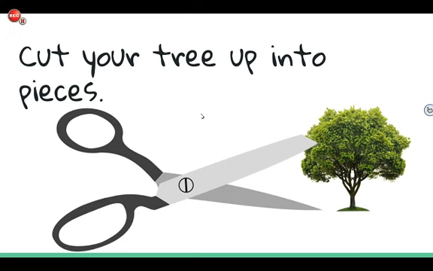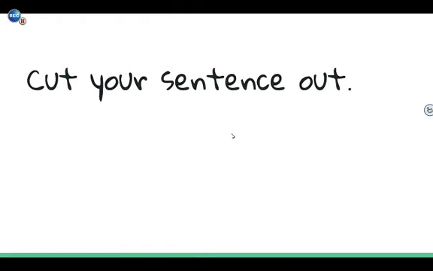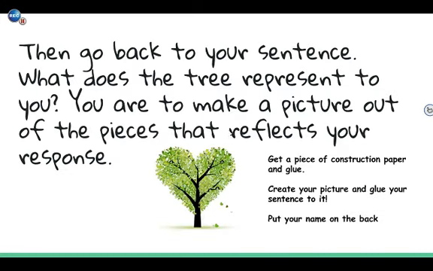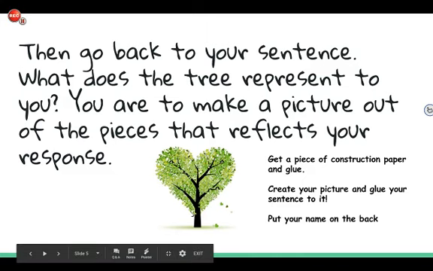Once they've cut the pieces apart, and you have to stop and explain this next part several times, then go back to your sentence. What does the tree represent to you? They form a picture out of the cut up pieces of the tree that goes back and answers their sentence that they completed. The sentence was, when I think of a tree, I think of blank. And so they glue the pieces of construction paper, create their picture, and put their name on it.